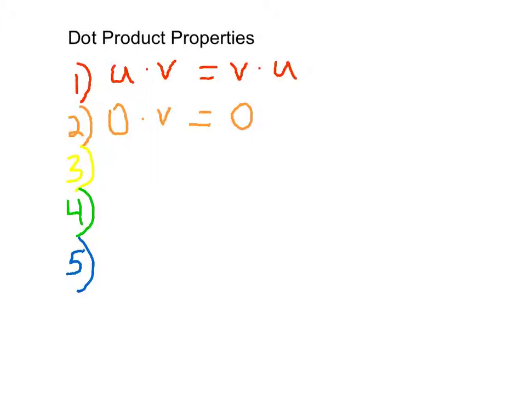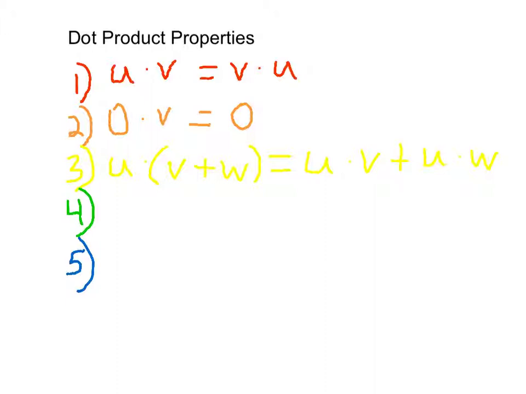The third property that I want to discuss is u dot (v plus w). So given three vectors, I'm going to take the sum of two vectors and then I'm going to take the dot product of that. This does have a distributive property. This is the same as saying u dot v plus u dot w, which is going to give us a scalar.